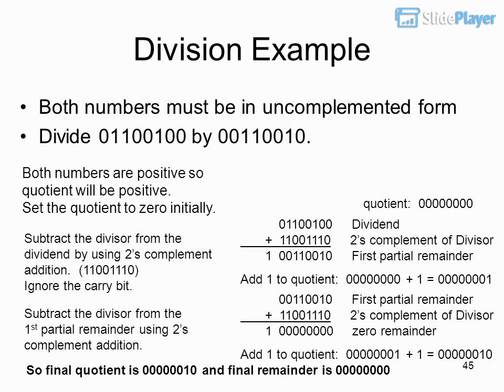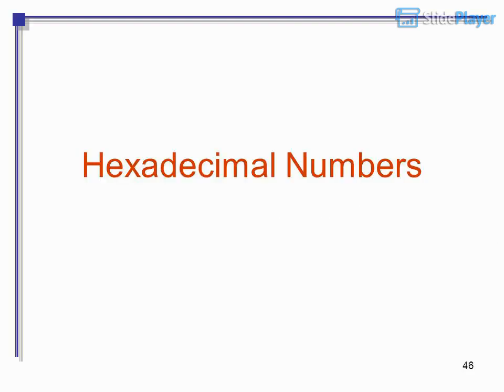So the final quotient is 00000010 and the final remainder is 00000000.